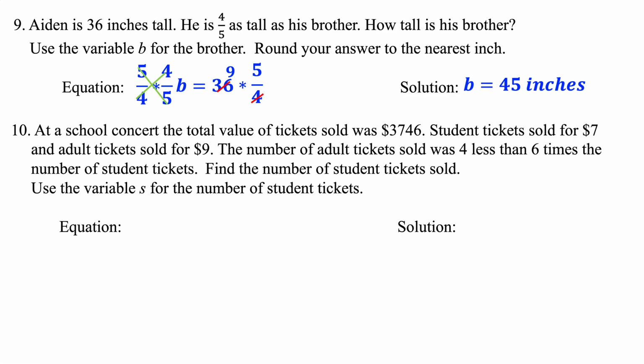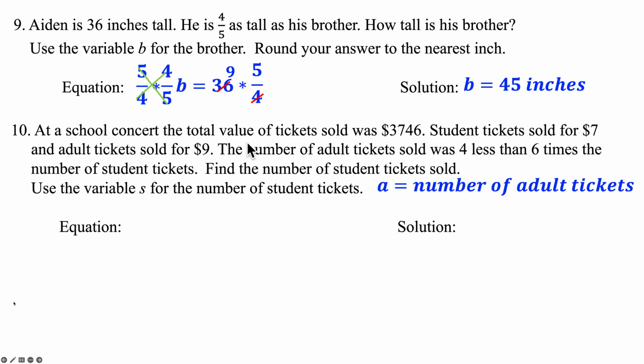At a school concert, the total value of tickets sold was $3,746. Student tickets sold for $7 and adult tickets sold for $9. The number of adult tickets sold was 4 less than 6 times the number of student tickets. Find the number of student tickets sold. Use the variable S for the number of student tickets. Wait a minute. There were also adult tickets that we know nothing about, so even though they don't tell us, you may have to create another variable here.